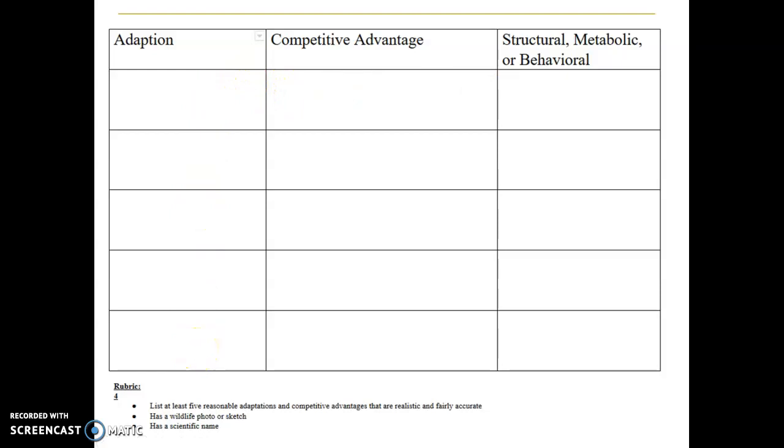Your organism can be an animal, it can be a plant. If you really know some things about bacteria or fungi, maybe you could do that as well. You see the rubric down here on the bottom? It lists, to get a 4, list at least 5 adaptations, include the photo and its scientific name.